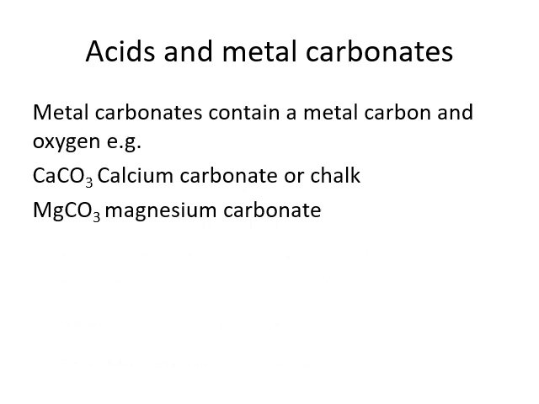Okay, so one more set of reactions that we're going to look at today. Metal carbonates and acids. So a metal carbonate is just a chemical that contains a metal, carbon and oxygen. So for example, calcium carbonate or chalk contains calcium, carbon and oxygen. Magnesium carbonate contains magnesium, carbon and oxygen.